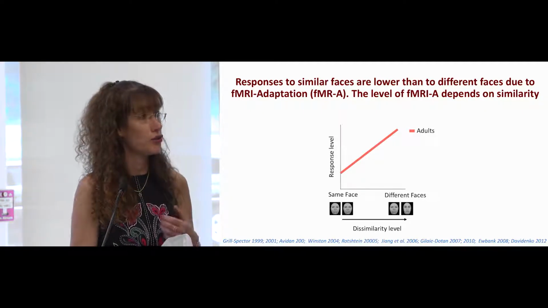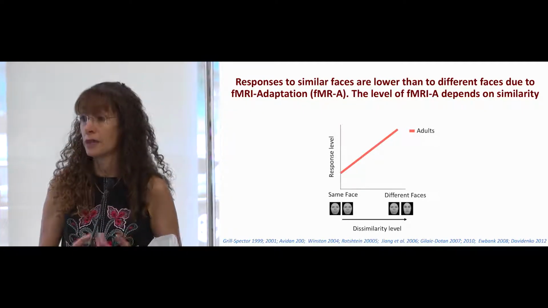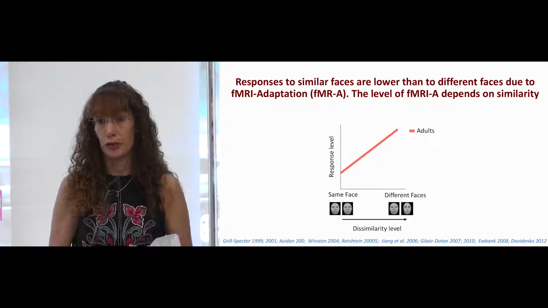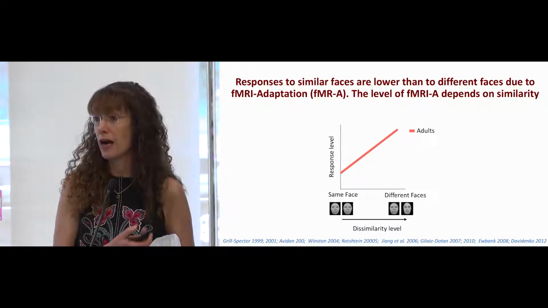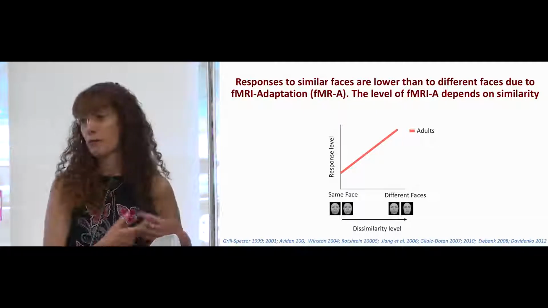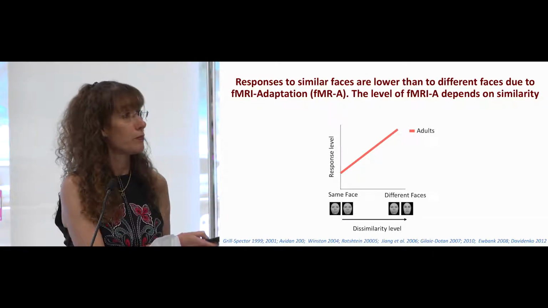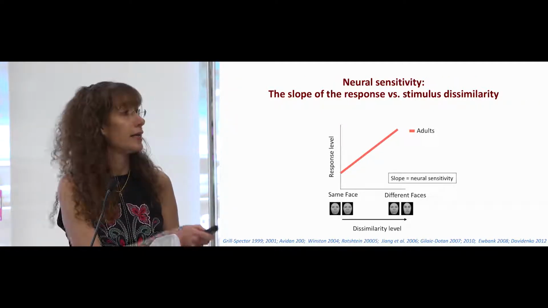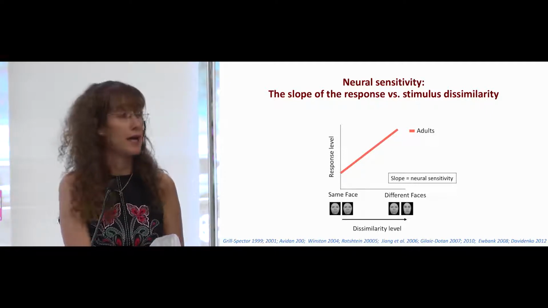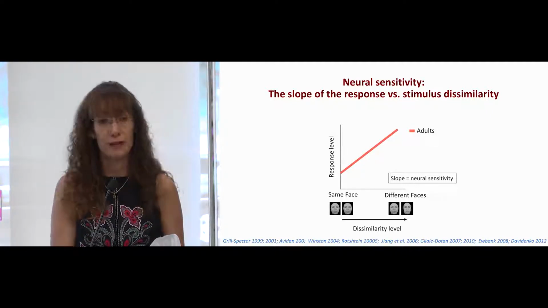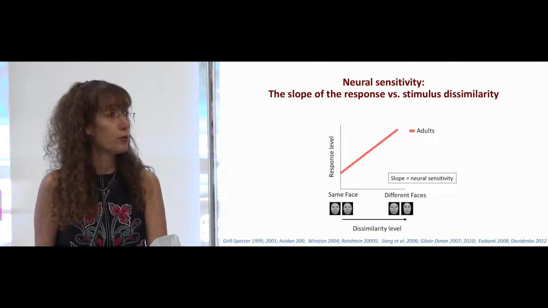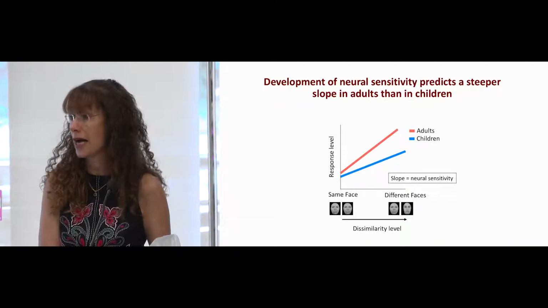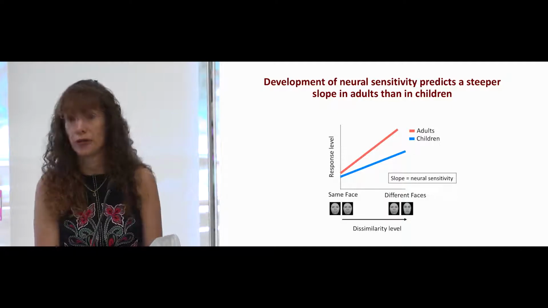A lot of research in adults has shown that this adaptation is dependent on the similarity among faces. So the more similar faces are, the bigger adaptation you will have. So what we can do is parametrically vary the similarity among faces and measure the response level with fMRI. And then we can measure this relationship and quantify the slope of this line. I'm going to define the slope of this line relating response level to face dissimilarity as neural sensitivity to faces. And our developmental prediction is that if neural sensitivity increases across development, the slope of this line should be higher in adults as compared to children.